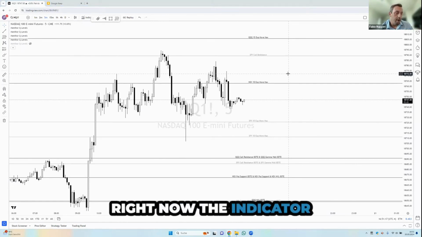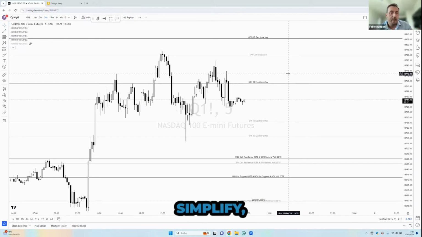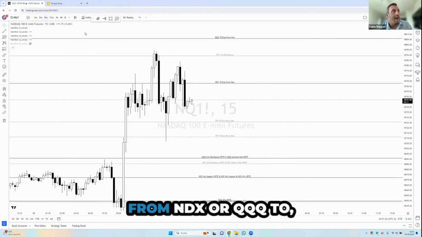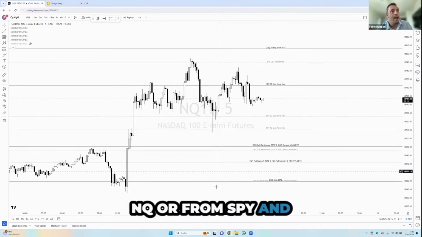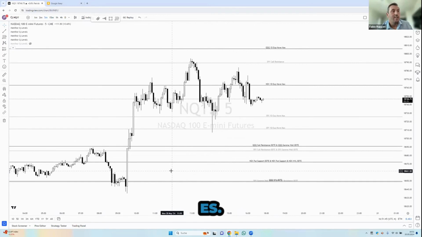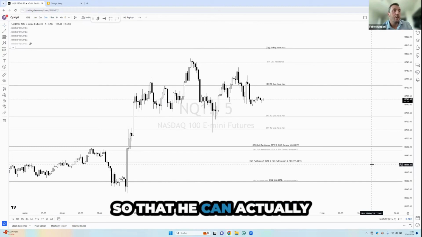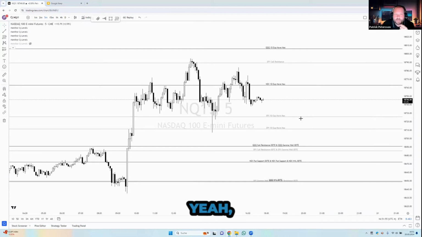Right now, the indicator has some limitations that we are going to address in the next iteration, where you're going to be able to do this automatically. With the new indicator that is coming in a few weeks, you'll be able to simply convert the levels on any asset that you want. But right now, the available functionality allows you to add levels from NDX or QQQ to NQ, or from SPY and SPX to ES, right? So that's why Patrick is doing a manual process, so that you can add levels from different assets on the NQ chart. Yeah, that's correct.